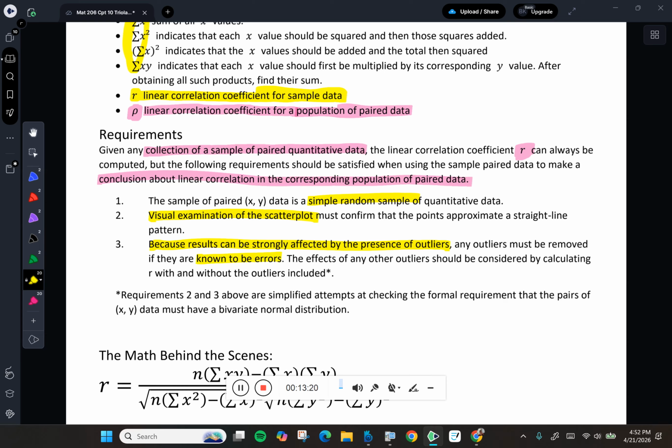Now, if you want to get way down in the weeds, these two requirements are simplifications of the formal requirement that the pairs of data must have a bivariate normal distribution. But testing for that is well outside the scope of what we're doing here. So we are going to simplify and say, take a look at the graph, make sure it looks like it should be. You should be doing this. Make sure it looks like a scatter plot of a line or a reasonable line. And if there are outliers, check them.